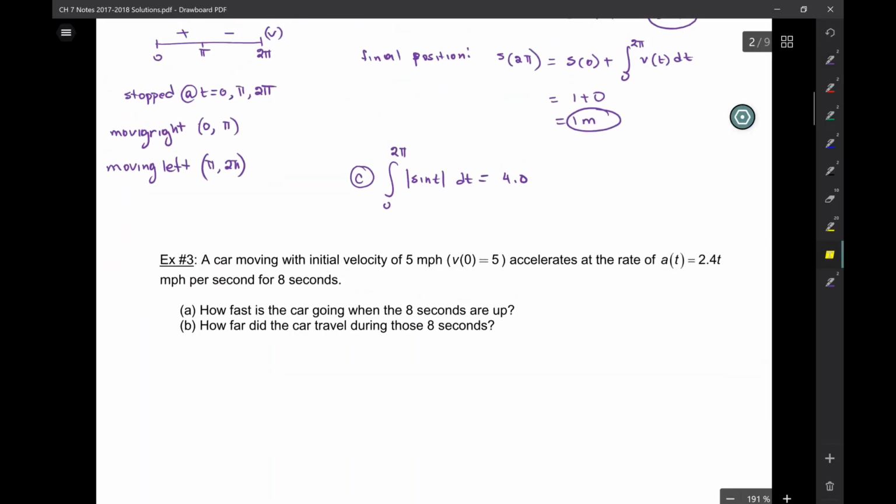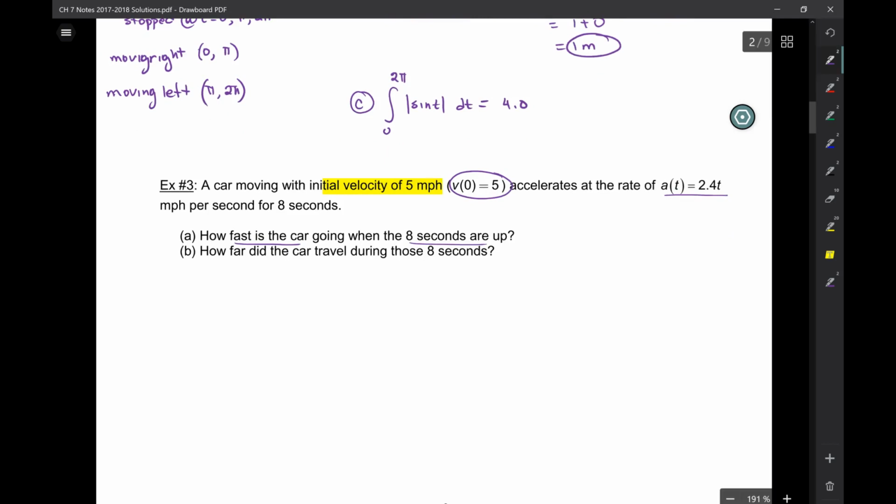A car moving with an initial velocity of 5 meters per hour. So the way you write that is this. Initial velocity is equal to 5. V of 0 is equal to 5. Accelerates at a rate of 2.4 t for 8 seconds. So you need to find V. So how fast is the car going when the 8 seconds are up? Initially it was going 5 meters per hour. Now it kept going faster, faster, faster. And then after the 8 seconds, how much additional speed did it accumulate? So that's the net change, right?